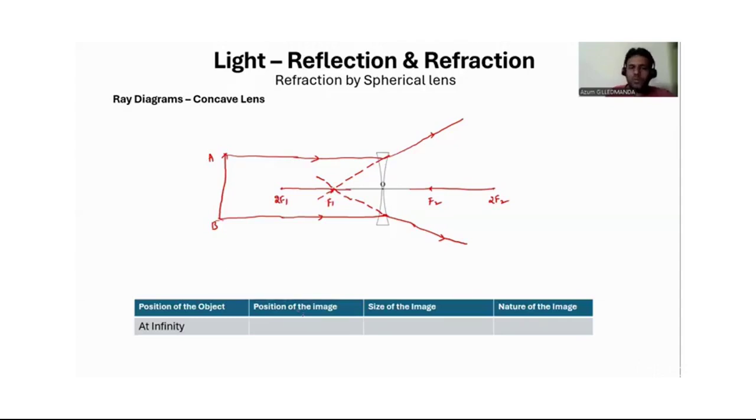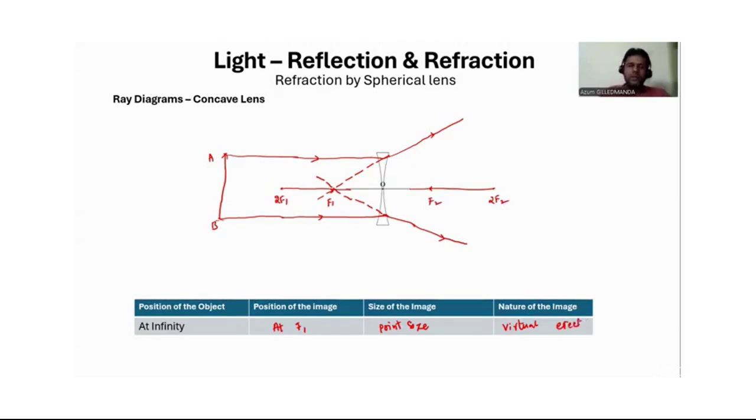So what is the position of the image? The position of the image is at F1. What is the size? It is a point size image. And what is the nature of the image? The nature of the image is virtual. So this is basically a virtual image, and it is an erect image.